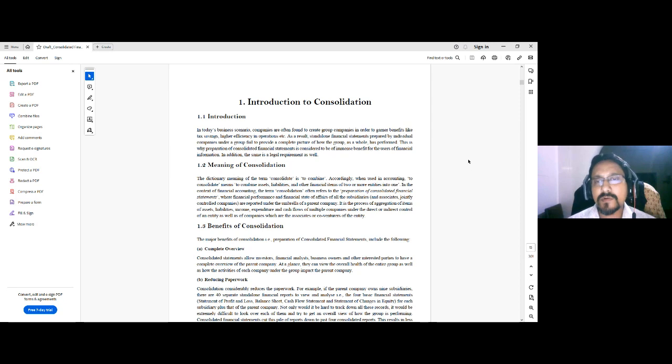Okay. Now, the formal definition goes like this. Consolidation is actually a process of aggregating the items of assets, liabilities, income, expenditure, and cash flows of multiple companies under the direct and indirect control of one entity, as well as companies which are the associates or co-venturers of the current entity. All the entities in a consolidated way will prepare their financial statement through this process of consolidation.